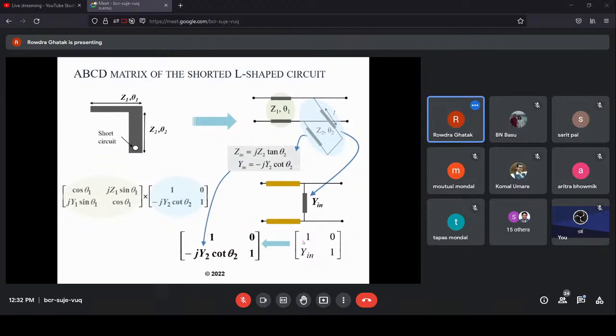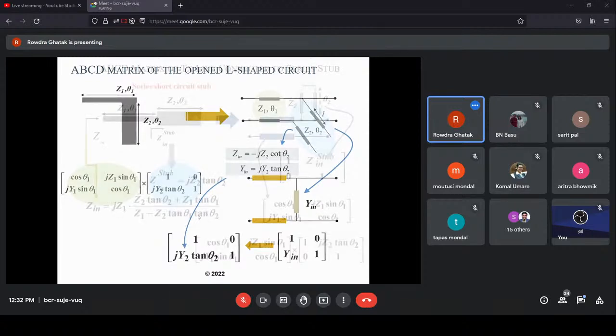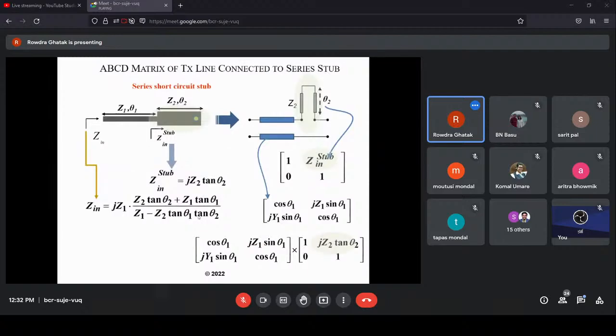You invoke another method: instead of calculating the input impedances, you break it into a transmission line model. You see that the main transmission line is indicated by Z1, theta 1. The parallel connected short circuited stub is indicated as Z2, theta 2. And you know the standard templates from the network analysis that say what should be the ABCD matrix for an admittance. So we can provide the appropriate ABCD matrix elements, and then the net ABCD matrix of the cascaded form can be obtained by multiplying the two. We can do it similarly for any kind of stub, whether short or open. You can follow the same process, whether it is series connected or parallel connected.